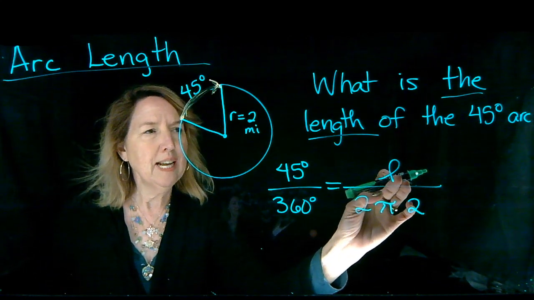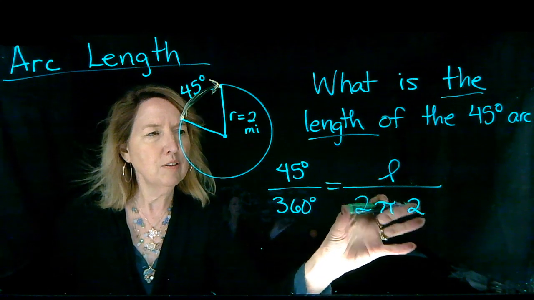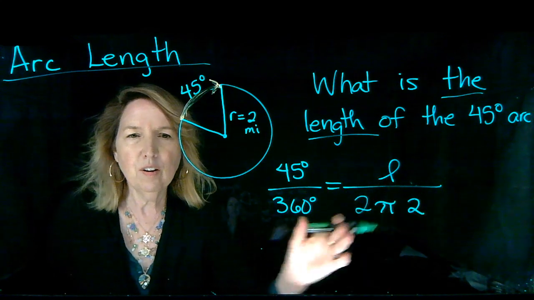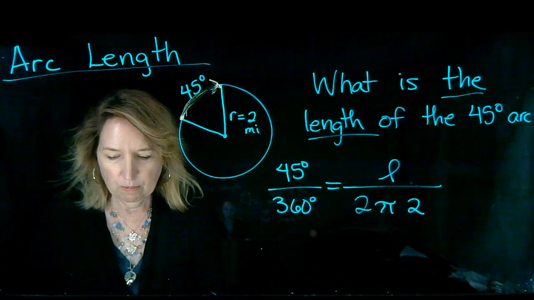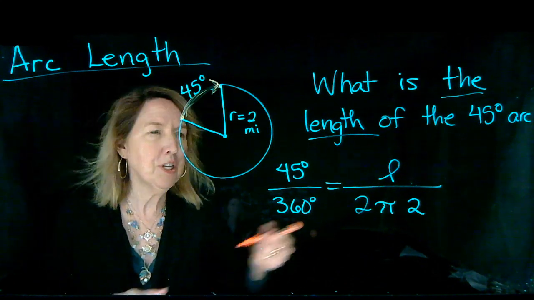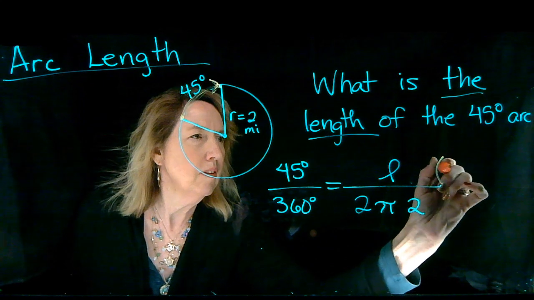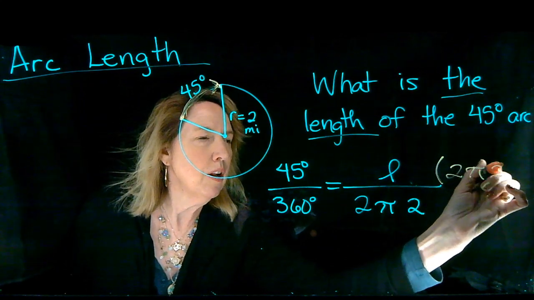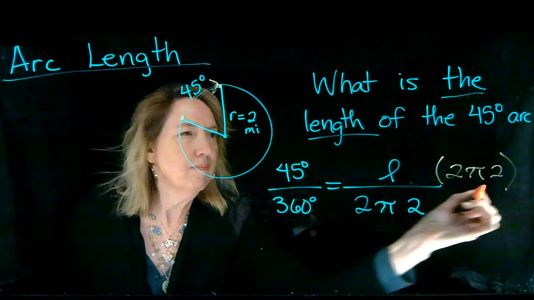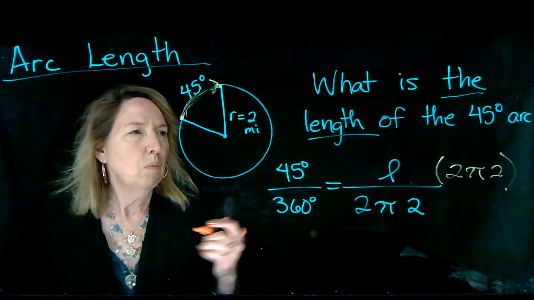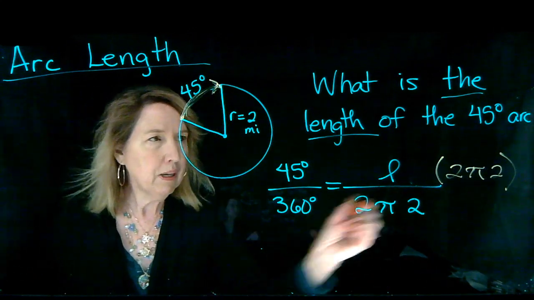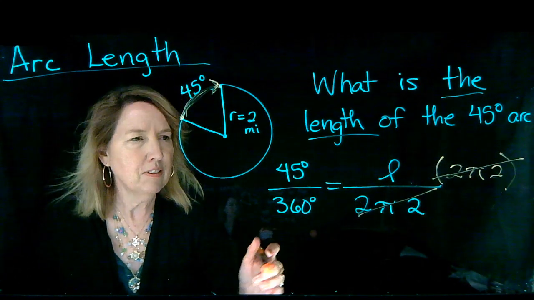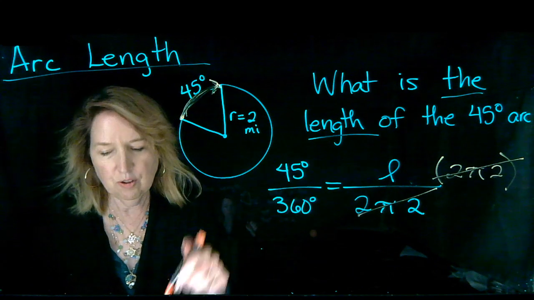If your goal is to get L by itself, and L has this strange looking number dividing, all you need to do is multiply. Switching colors, hopefully you can see it. Multiply by 2 pi over 2, in other words, 4 pi, but either way. Why would I do that? Because that allows me to cancel, and that gets L by itself. And what you do to one side, you must do to the other.